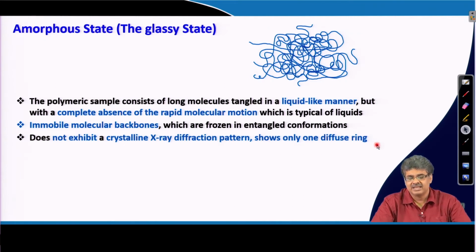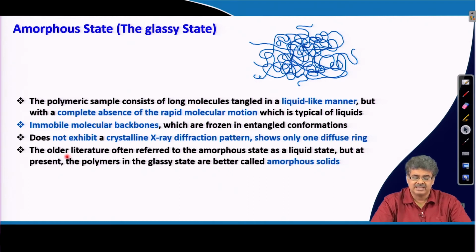So, unlike a crystalline material which gives a discrete ring and a crystalline X-ray diffraction pattern, amorphous material does not give those discrete rings, it gives only a diffuse ring. As I said, in older literature the amorphous state is often referred to as the liquid state, but at present polymers in a glassy state are better called amorphous solids.